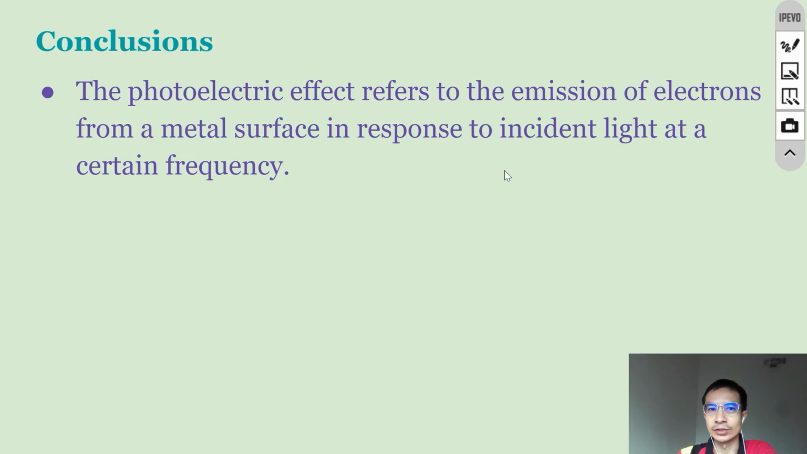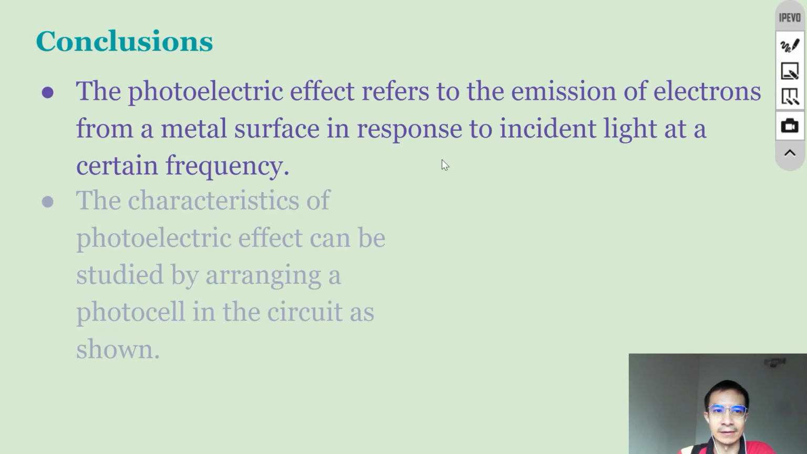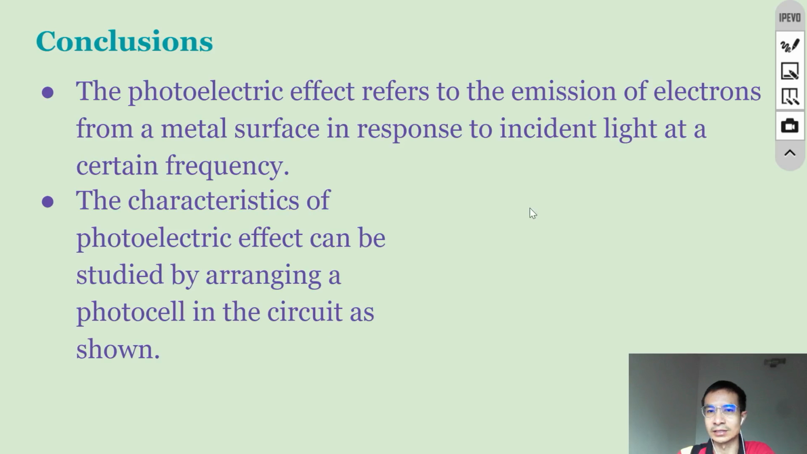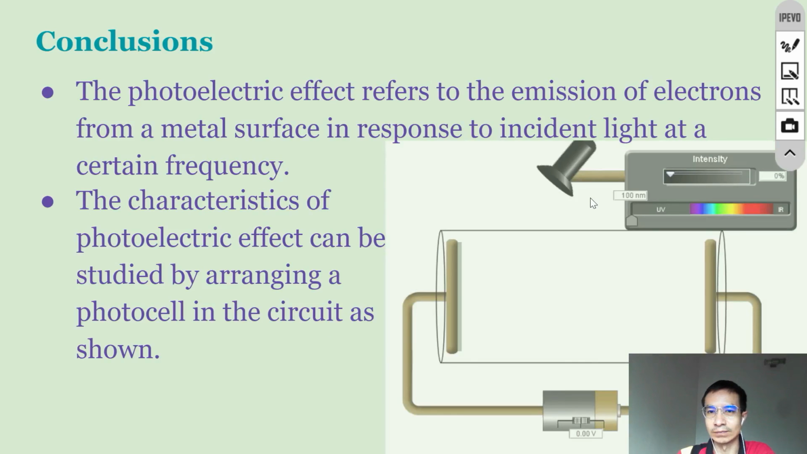So as a conclusion, what we can say about photoelectric effect is photoelectric effect refers to the emission of electrons from a metal surface in response to incident light at a certain frequency. And the characteristic of the photoelectric effect can be studied by arranging a photocell in the circuit as shown right here. Okay, that's all for today.